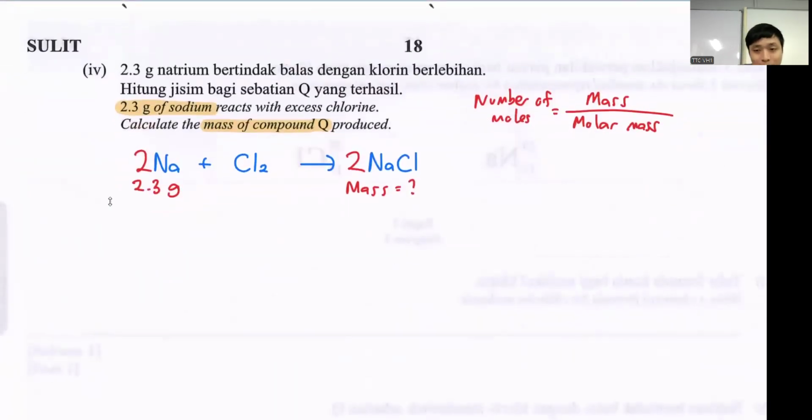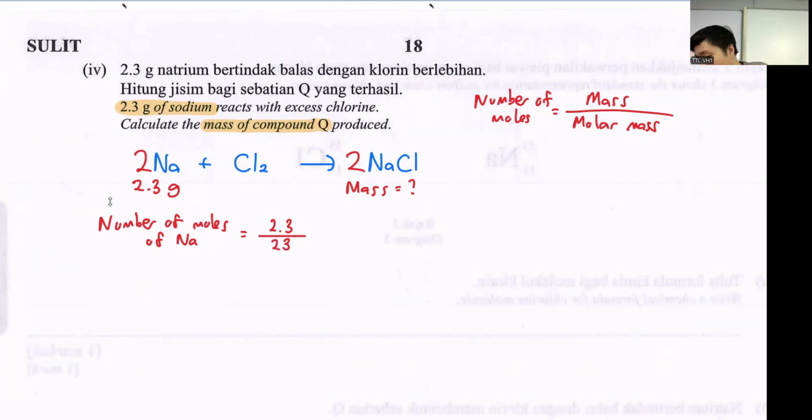So in this case, first step, number of mole of Na: mass is 2.3 gram, and one Na is 23. You can probably find this in the periodic table. Normally the exam will give it. Unfortunately, I didn't print it for you, but you can find it from the previous papers that I printed. Inside it contains 23, sodium 23. If the exam didn't give it, then you have to find it from the periodic table.